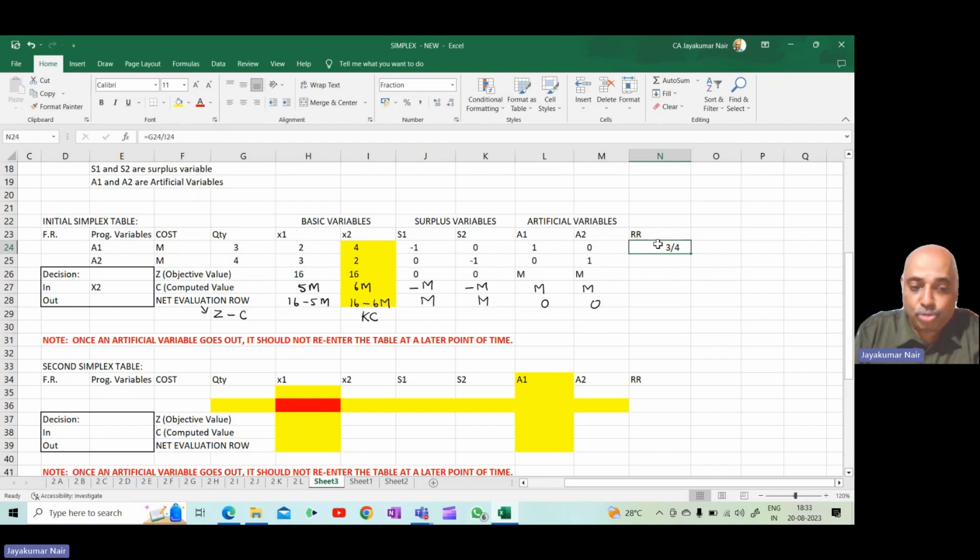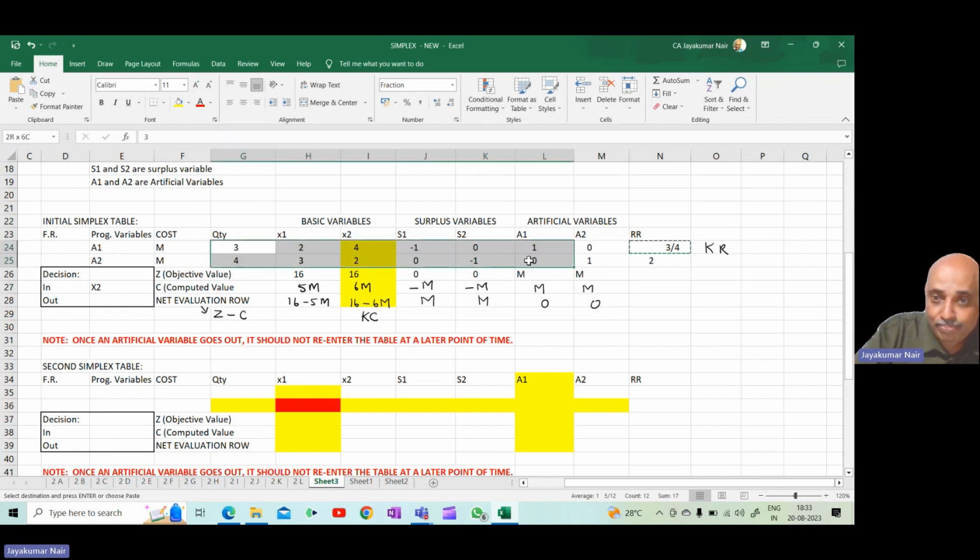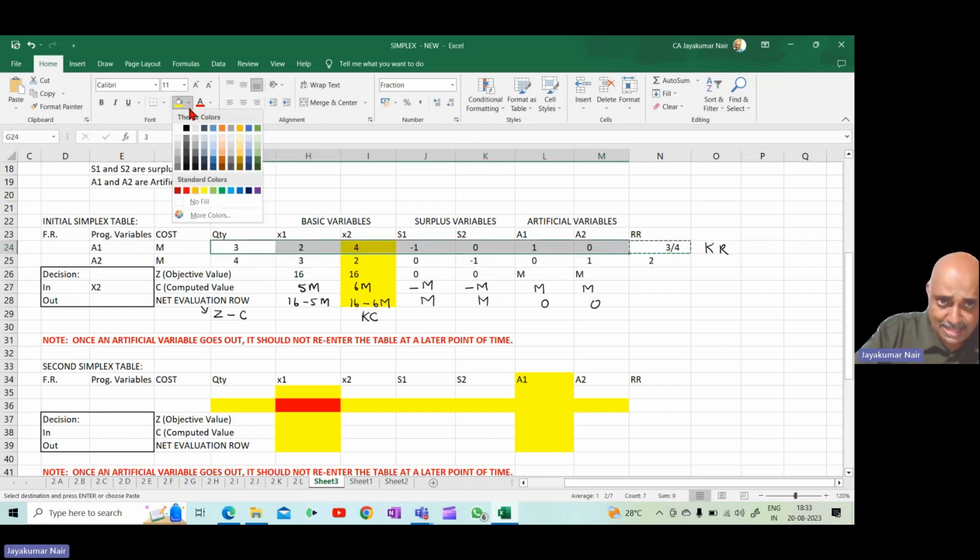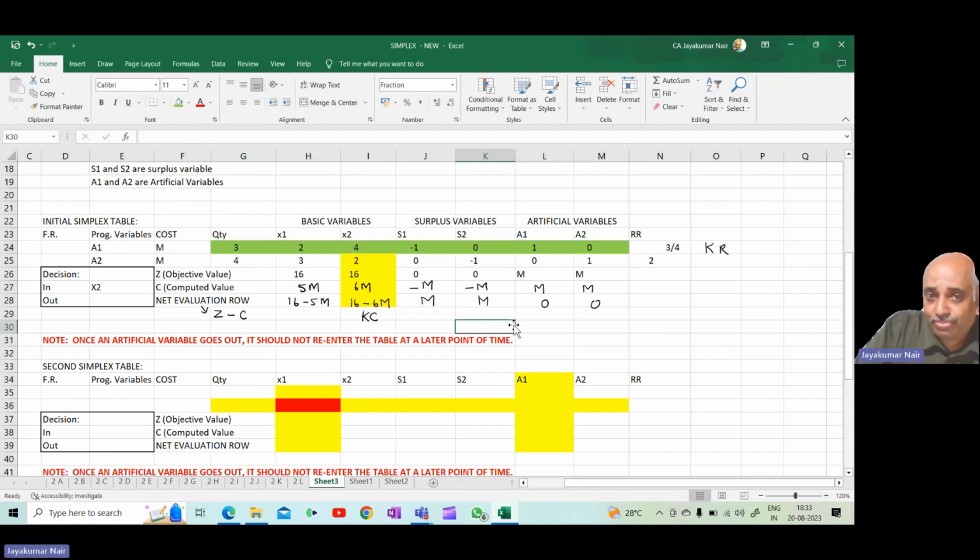You have 3 over 4 and 2. So 3 over 4 is 0.75 and this is 2. You have to select the one which is lower. The lower value is 3 over 4. So this will be the key row. And you know that where the intersection of the key row and the key column, you have to select this and you have to call this as the pivot element. This is PE, the pivot element.